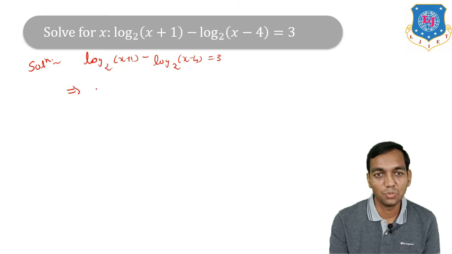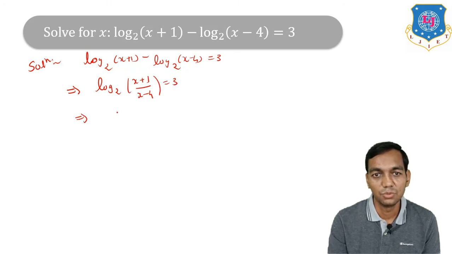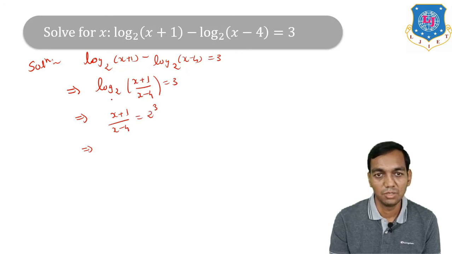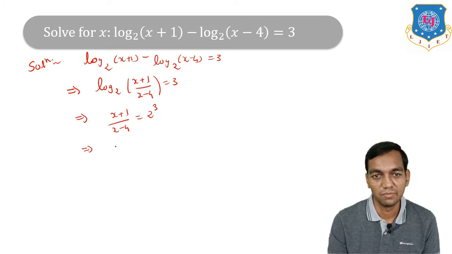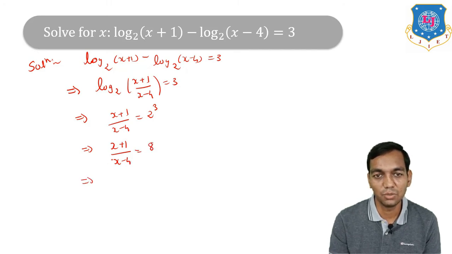If you are using the property, then log x minus log y is log of x by y. So x plus 1 divided by x minus 4 is equal to 3, and that will give you x plus 1 upon x minus 4 is equal to 2 cube. Correct? 2 raised to 3, that will be this. That means x plus 1 upon x minus 4 is equal to 8, and if you are going to cross multiply, then x plus 1 is equal to 8x minus 32.